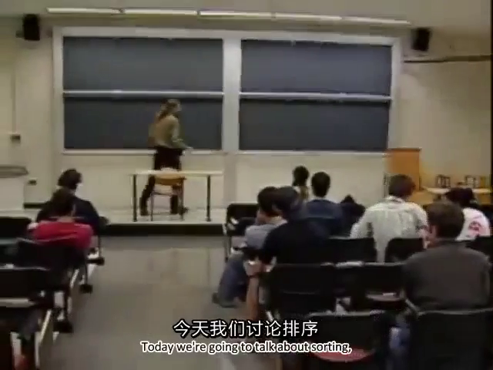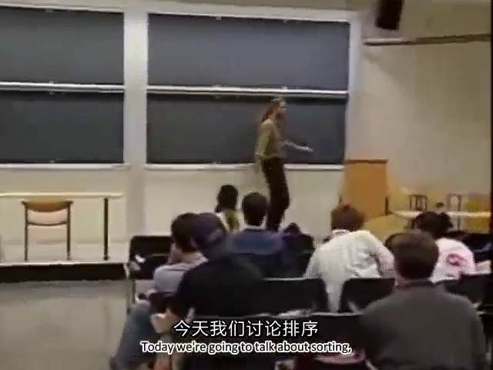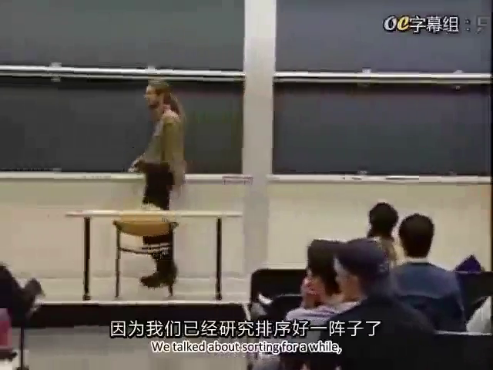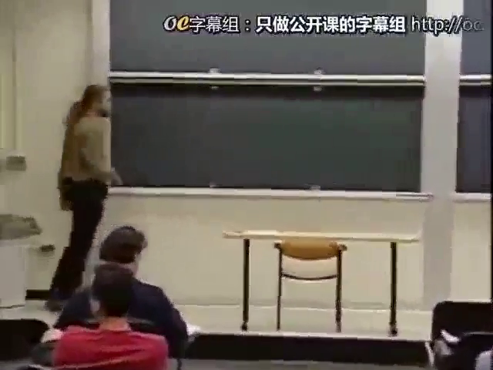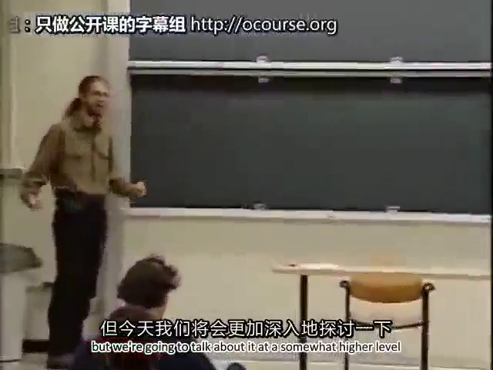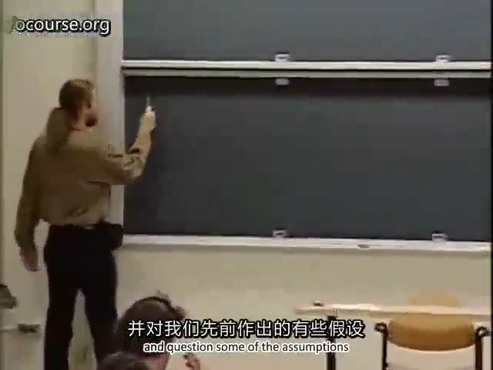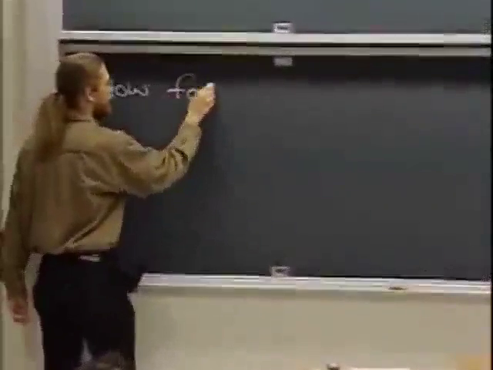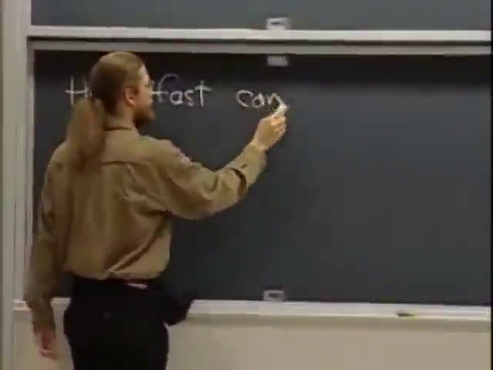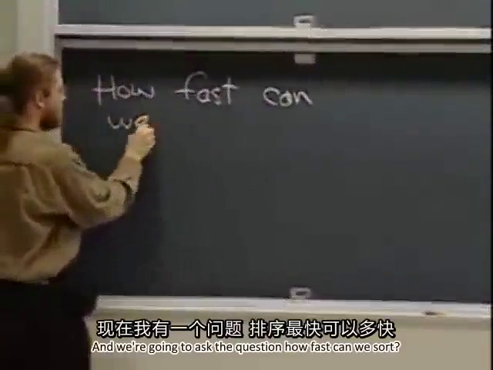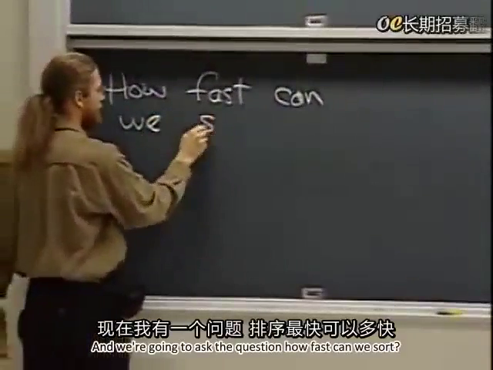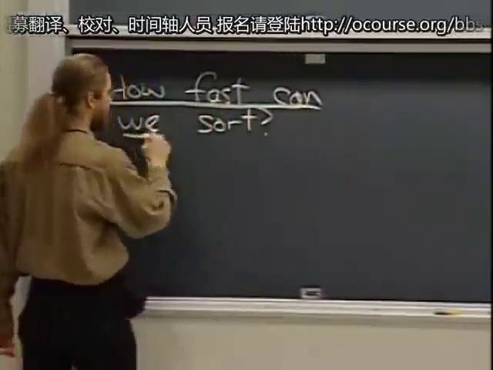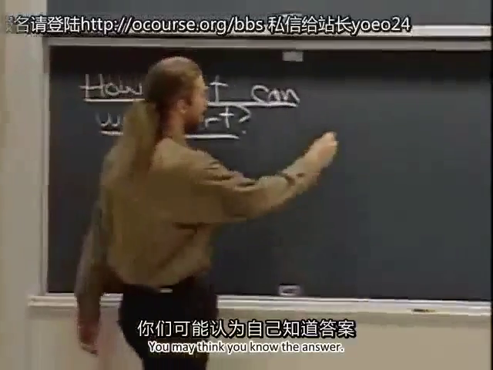Today we're going to talk about sorting, which may not come as such a big surprise. We've talked about sorting for a while, but we're going to talk about it at a somewhat higher level and question some of the assumptions that we've been making so far. And we're going to ask the question, how fast can we sort? Pretty natural question. You may think you know the answer. Perhaps you do.